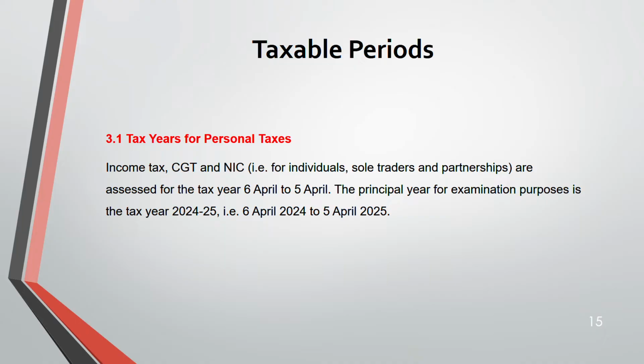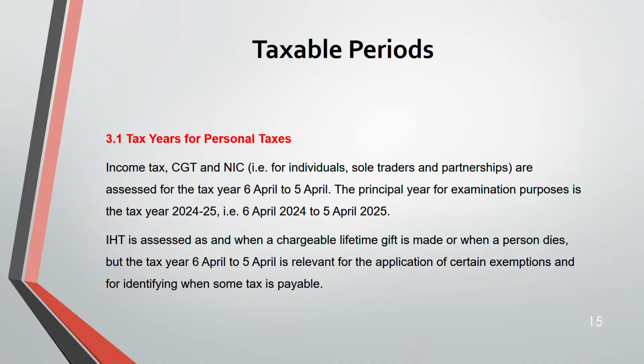What is it? From 6th April. Remember this date, very important. Every tax student should know this. Your tax year runs from 6th April to 5th April of the next year. So for this year, for your exam purpose, your tax year is 2024-25. That is your tax year. And your tax year for your upcoming exam runs from 6th April 2024 to 5th April 2025. This is your current tax year. And IHT, what about IHT?